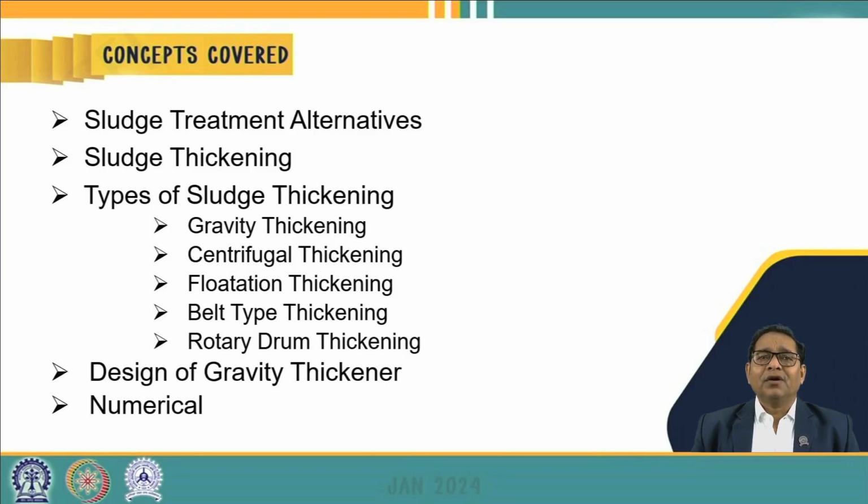And then we will also cover the types of sludge thickening methods, like gravity thickening methods, centrifuge thickening methods, flotation methods, and then belt type of thickening and rotary drum type of thickening, which are normally used for carrying out the process of thickening. Along with this, we will also be discussing more about the gravity thickener process, its design concepts, design parameters, and then we will also include some numericals which are based on the design and estimation of the parameters for the design of a gravity thickener.